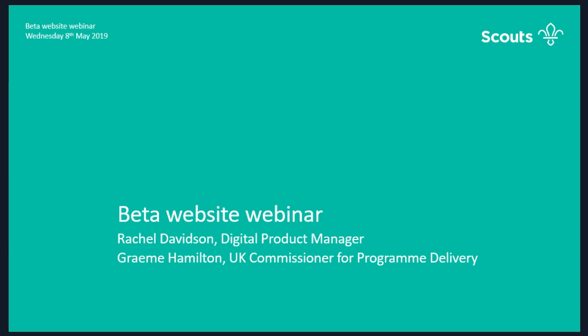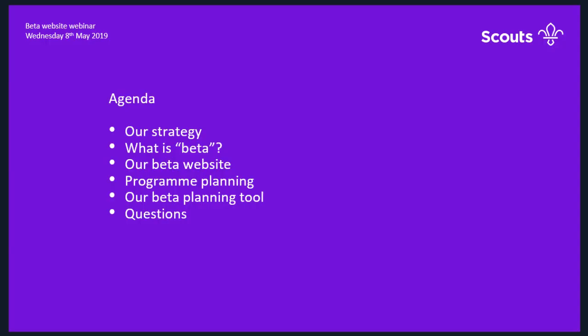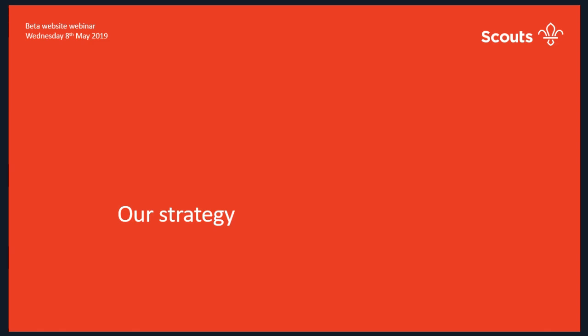Firstly, I just wanted to talk to you a little bit about what it is that we're trying to achieve and our strategy behind the work that we're doing. We'll then go into a little bit about what a beta is for those of you who are not in that space. We'll have a little bit of a show and tell of our beta website, and then I'll explain a little bit more about the program planning tool. Then we'll go into showing you the program planning tool itself, and then there'll be time at the end for any questions that you might have. So thank you very much for joining us once again.